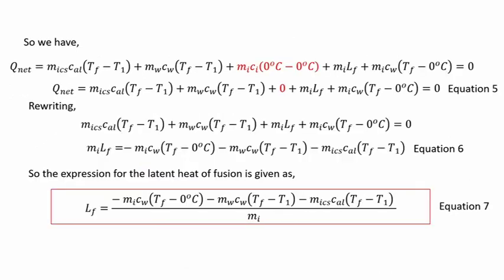So we have the expression in equation 5, which is the effect of the previous calculation. Rewriting this further, we have equation 6, where we transpose the other terms. Dividing both sides by the mass of ice, we get an equation for the latent heat of fusion, shown in equation 7.